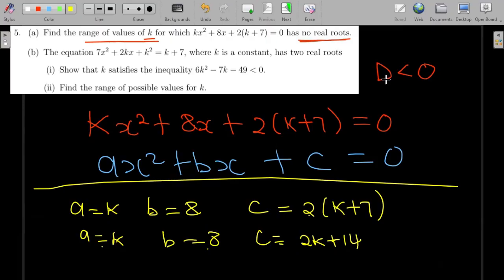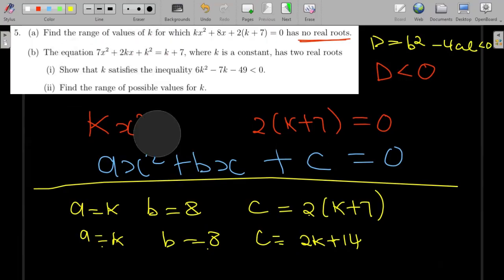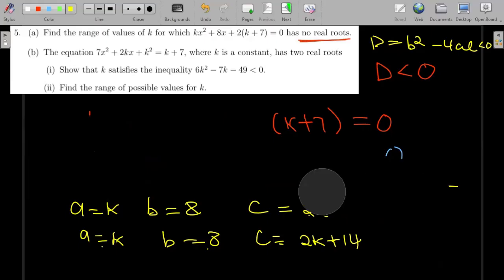Okay, and then from the formula of the discriminant, I know that my discriminant is b squared minus 4ac. But we know that this thing here should be less than 0. That's how we're going to find the range of values of k. Okay, so let's do that. So I'll erase this top part here.